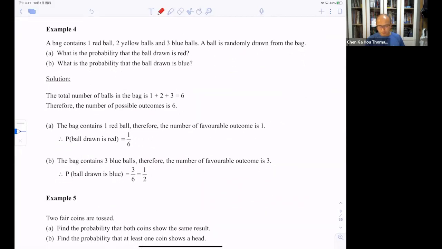A bag contains 1 red ball, 2 yellow balls, and 3 blue balls. If you randomly select a ball, what is the probability it is red? First, you count how many balls in total. There are 6. Red ball, there is 1. So the probability is 1 over 6. Very easy. What is the probability that the ball drawn is a blue one? There are 3 blue balls, so it is 3 over 6. All right? Okay. So this is easy because it only includes a single event.